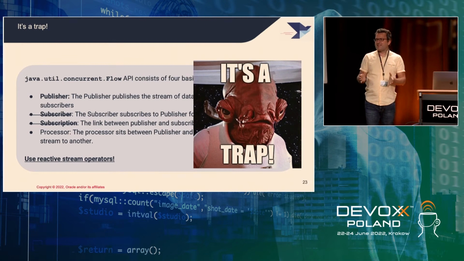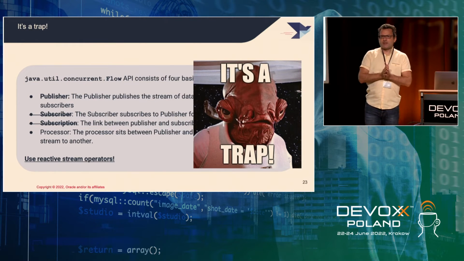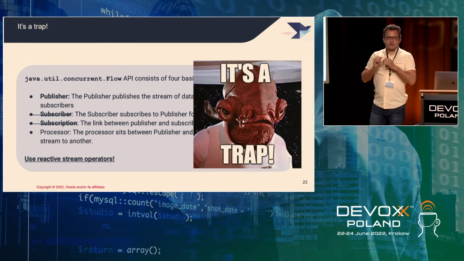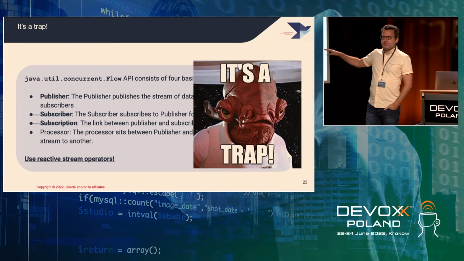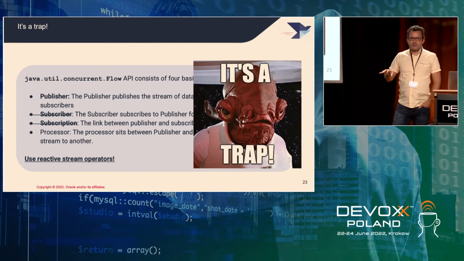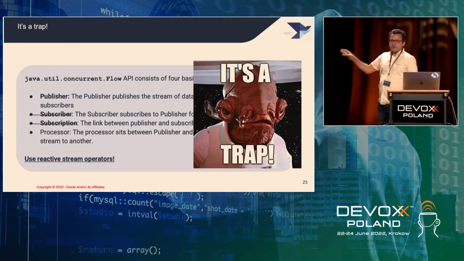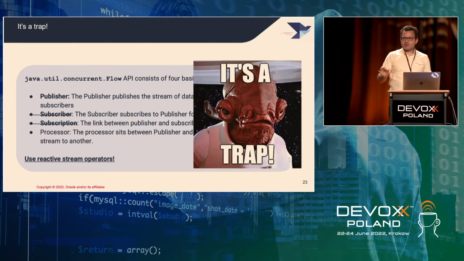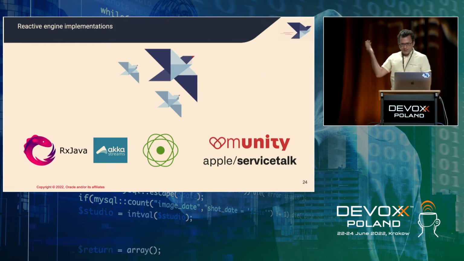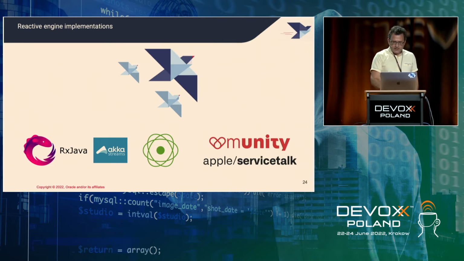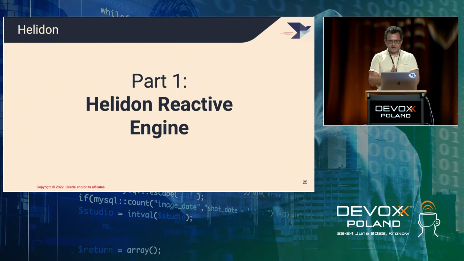There is a set of TCK tests that make sure that it all works. So one thing, never ever implement these. This is something for the frameworks to do. You want to be the user, and as a user, you will basically see publishers, and you will see the reactive operators, reactive stream operators. There are a few implementations of these. Helidon is one of them. And let's see what I just said, what it means that you don't want to implement them. So we will look at the reactive engine itself.